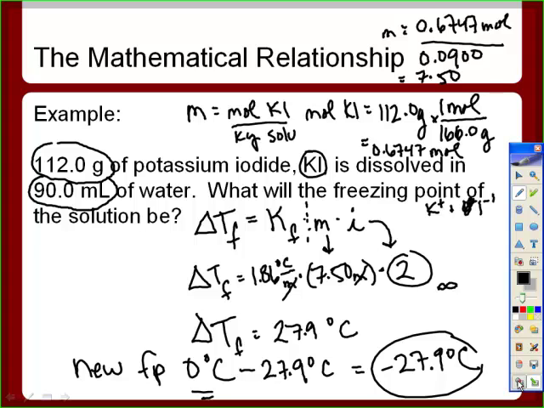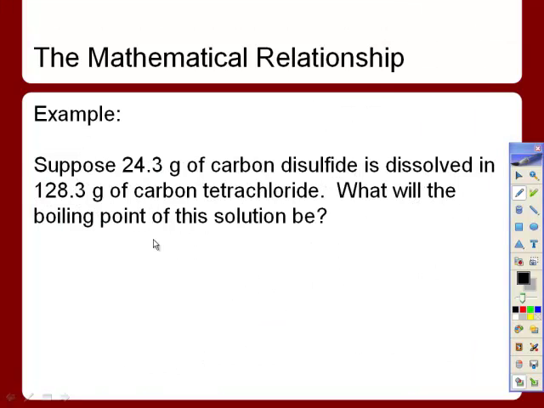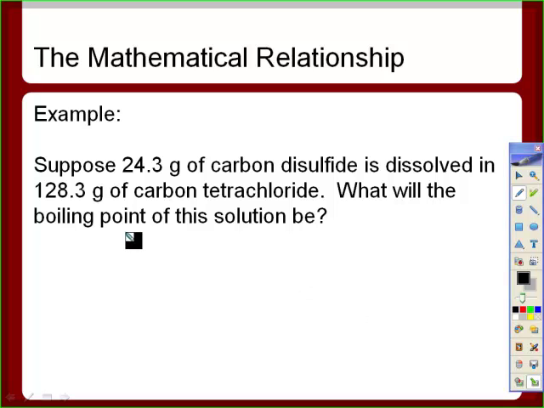Okay, let's do another. It says, suppose 24.3 grams of carbon disulfide is dissolved in 128.3 grams of carbon tetrachloride. What will the boiling point of this solution be? Okay, so let's set up our relationship here again. I'm going to have delta T sub B this time, Kb times molality times the van 't Hoff factor.